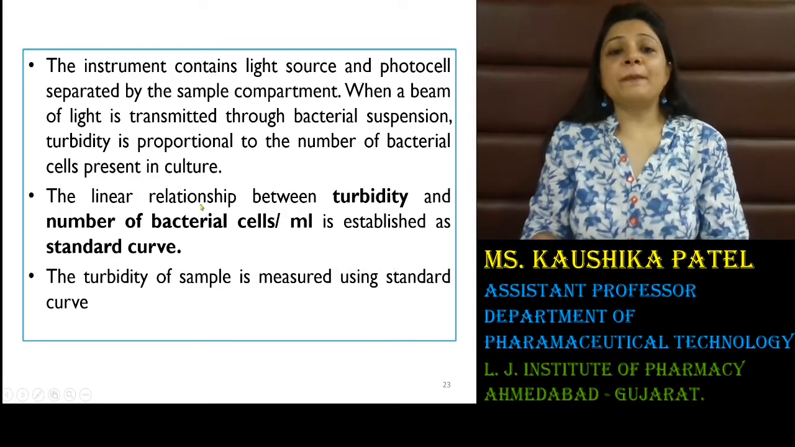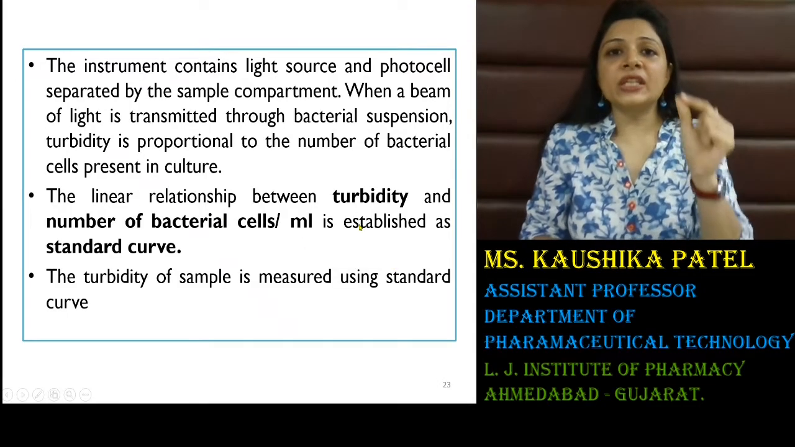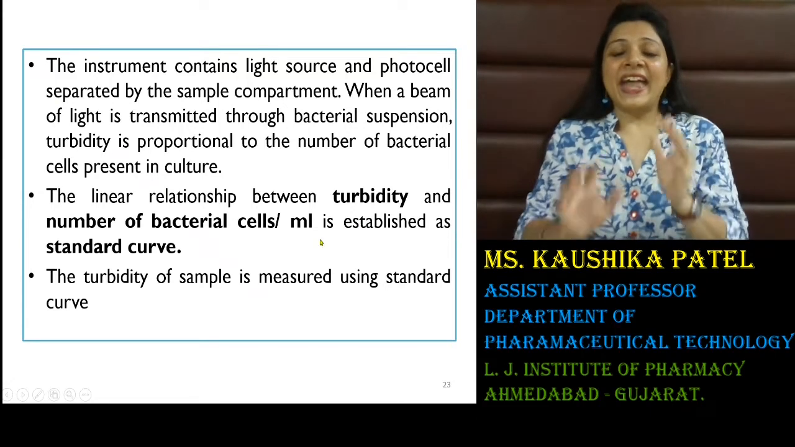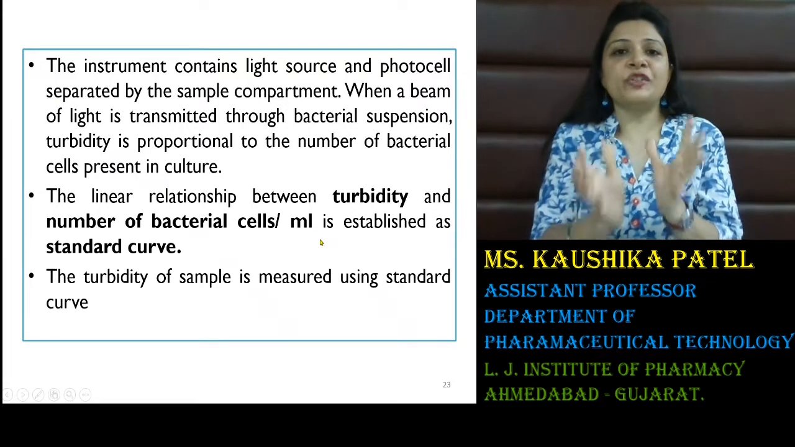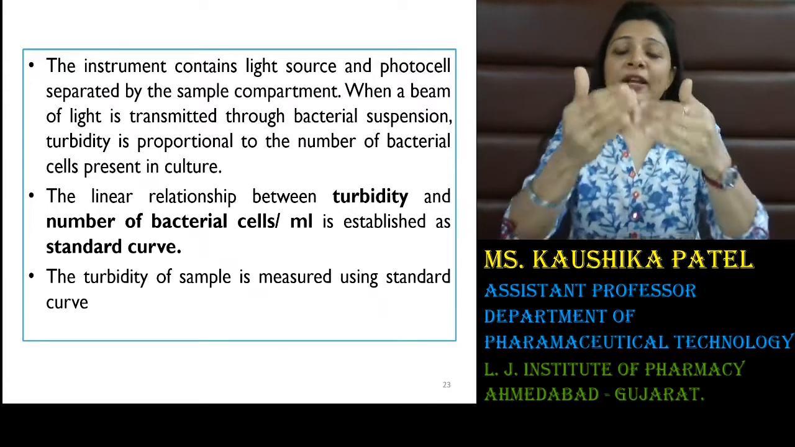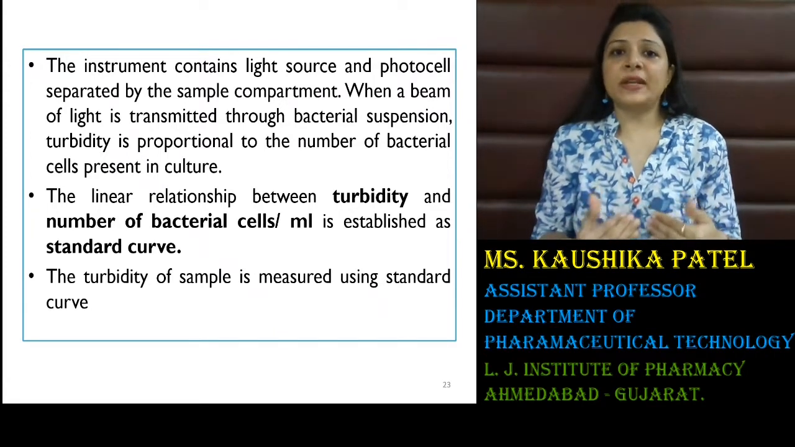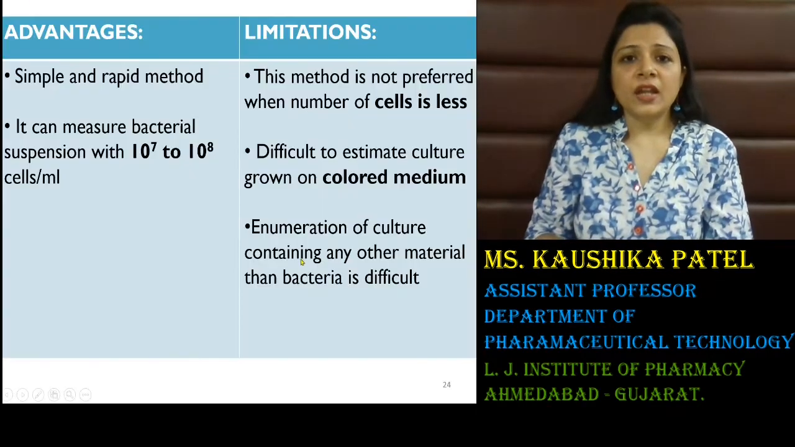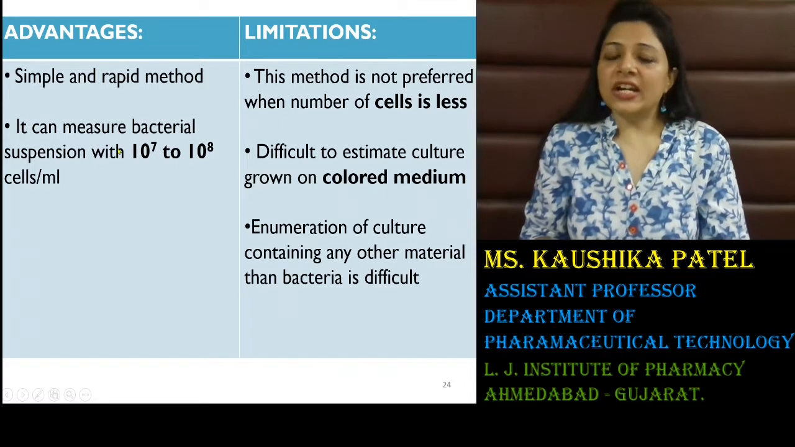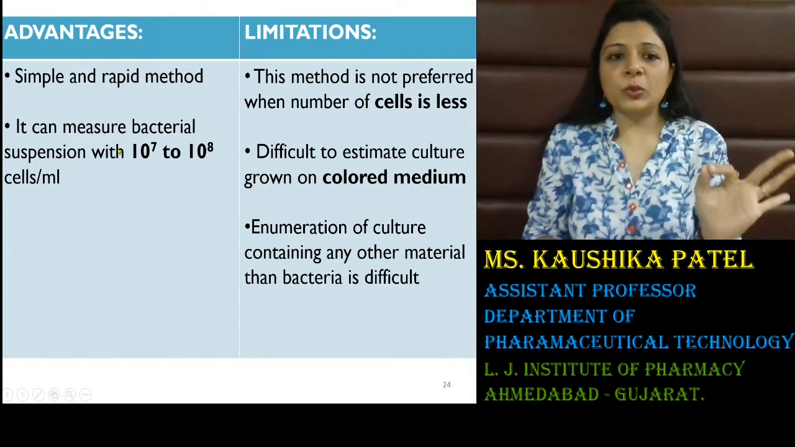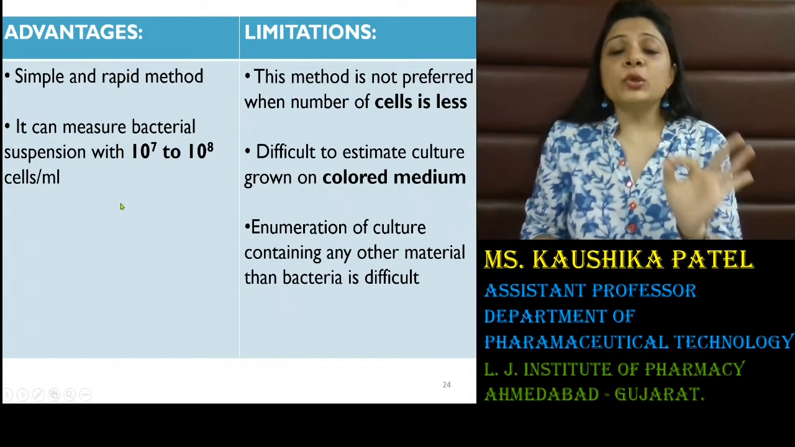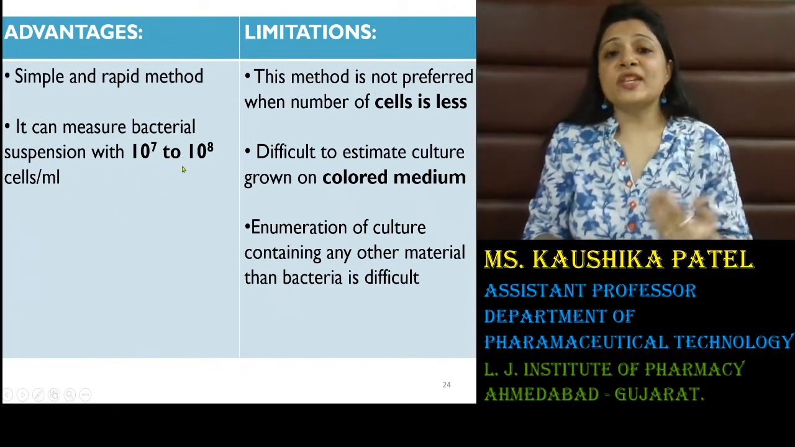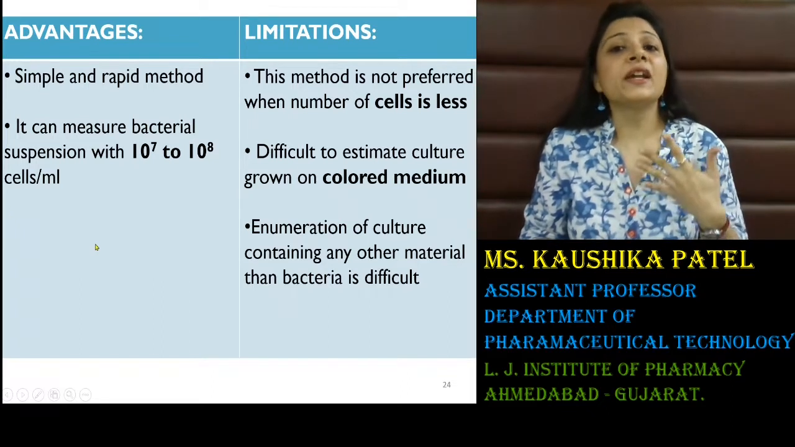You have to develop a linear relationship between the turbidity and the number of cells per ml, and that way you generate a standard curve. Now, by using that standard curve, you can determine the number of cells in any unknown sample. What are the advantages? Again, it is a very simple and accurate method, and you can use it for bacterial suspensions with up to 10 raised to 7 to 10 raised to 8 cells per ml.